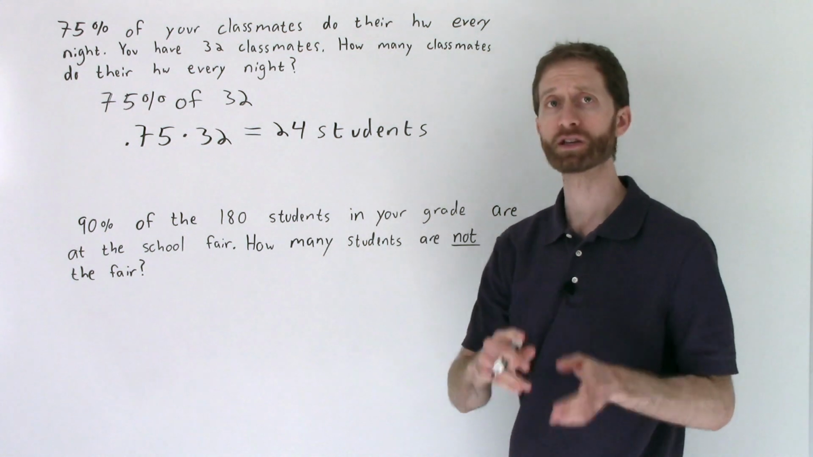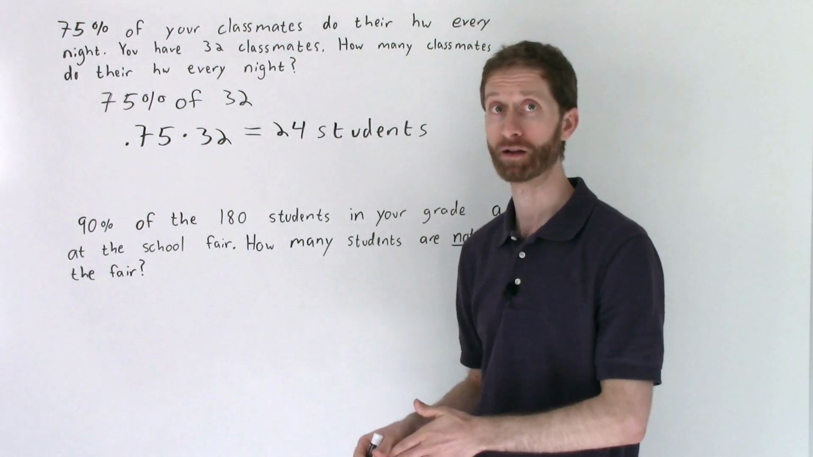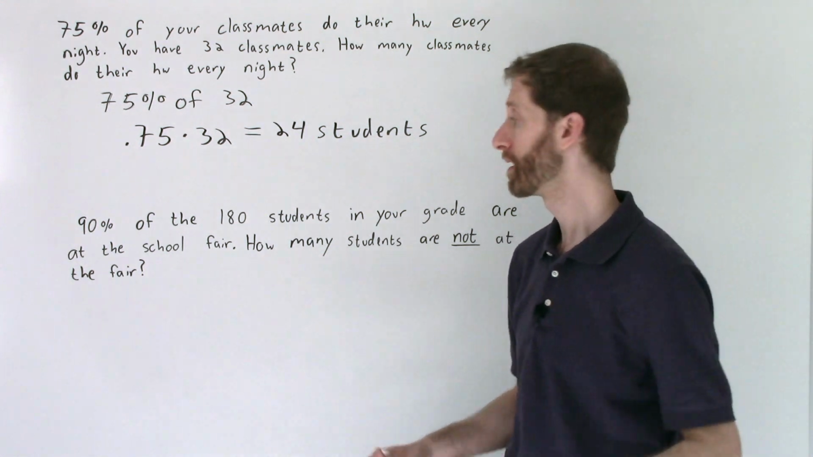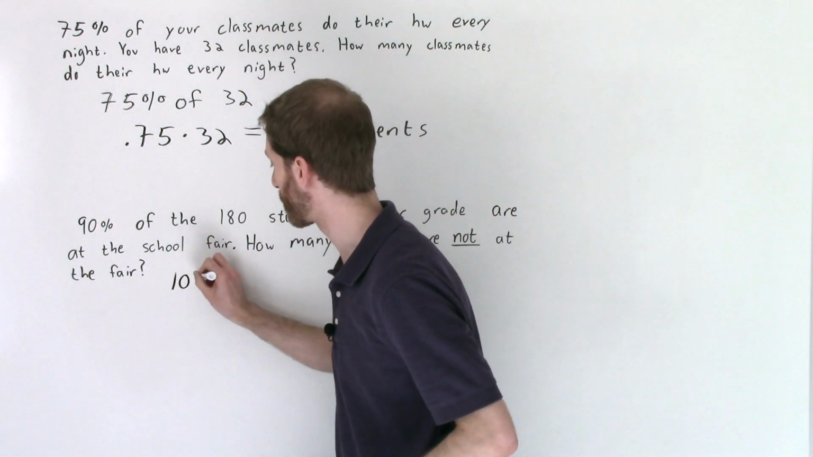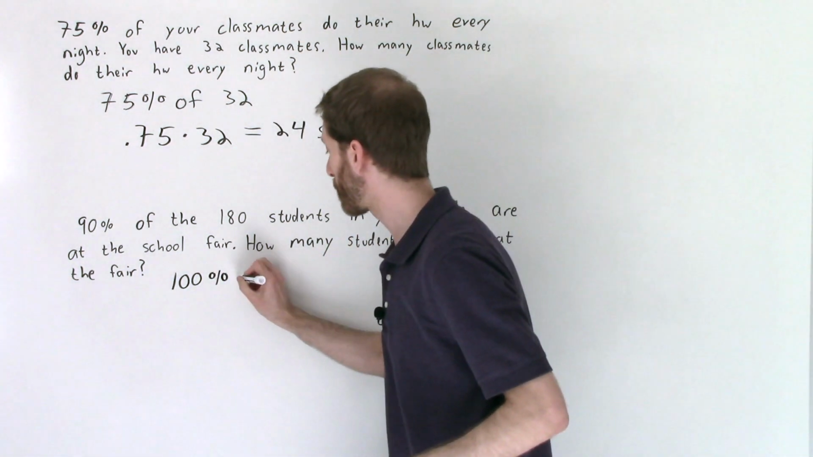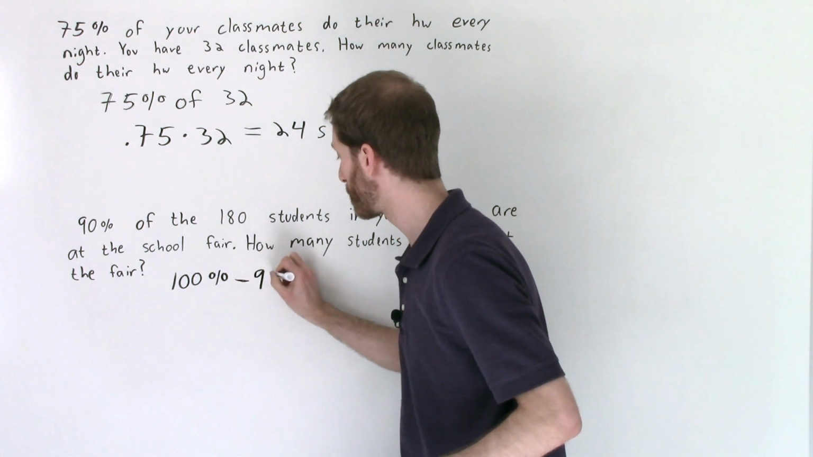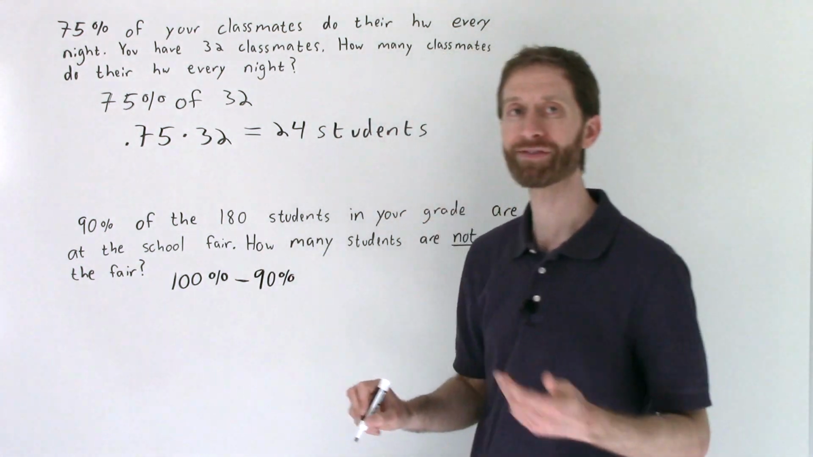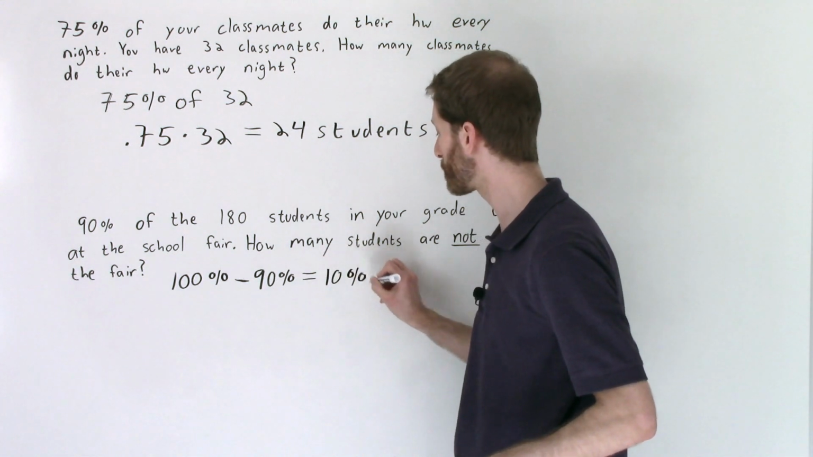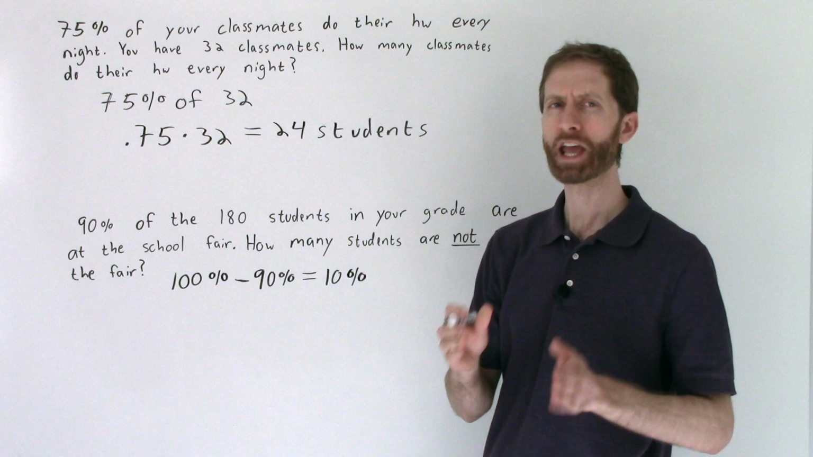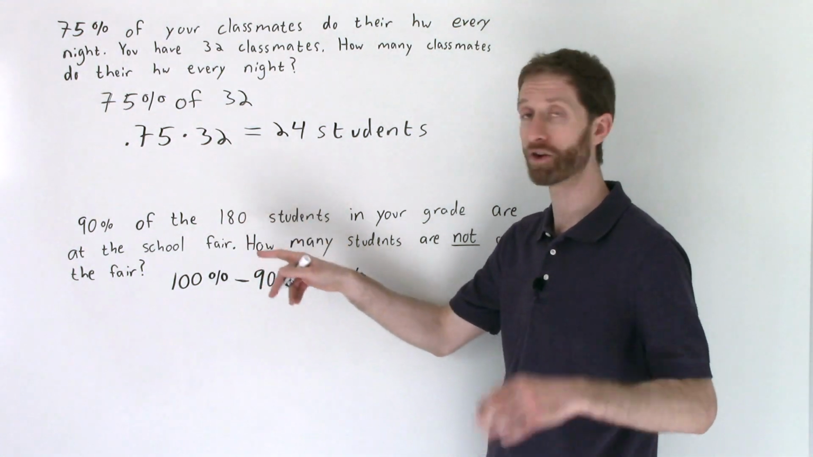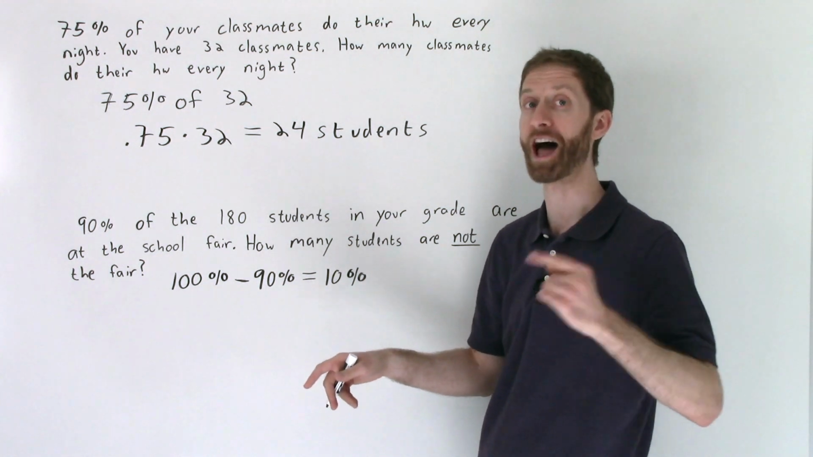If 90% of the students are at the school fair, then the other percent that's left that are not there would be 10%. Because what I'm doing mentally is I'm saying 100% includes or accounts for everyone. We're going to take away the 90% that we know are at the school fair, and that will leave me with the percentage that are not there. So really this problem is just saying, what is 10% of the 180? Because 90% of the 180 are accounted for, we want the 10% that are not at the fair.